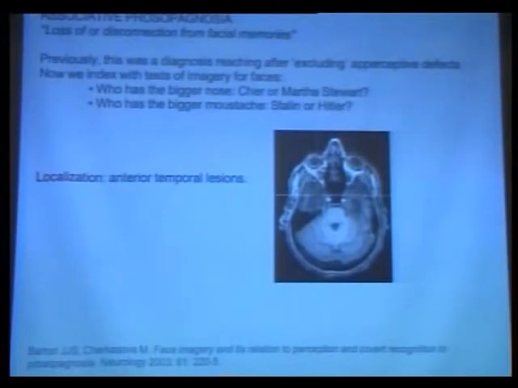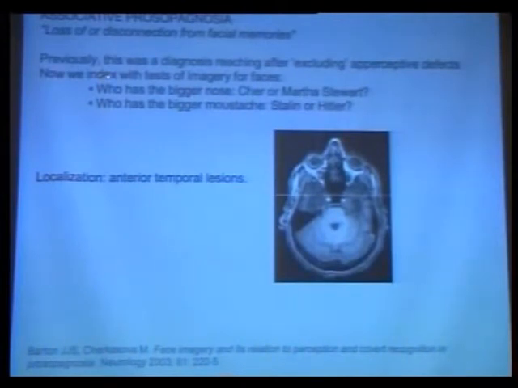In the associative prosopagnosia, though, that's not the problem. These subjects can match faces. They can see the difference between faces. They know which ones are different, but they still don't know who it is. And the idea here is that the perceptual processing is intact to a point, but when you then need to bring what you're seeing to what you know, then they have the problem. So they have a loss of, or disconnection of, perceptual processing from facial memories.